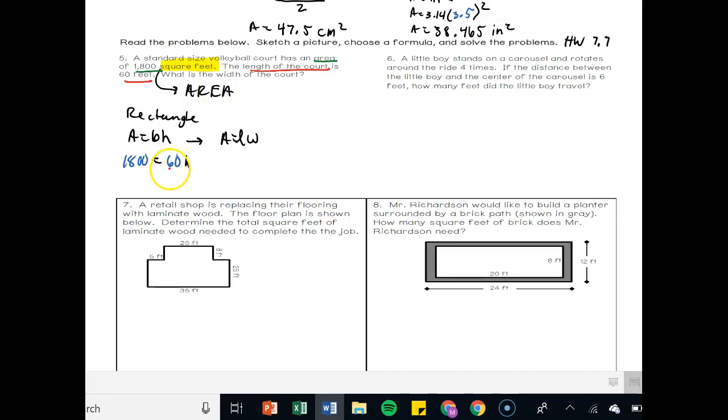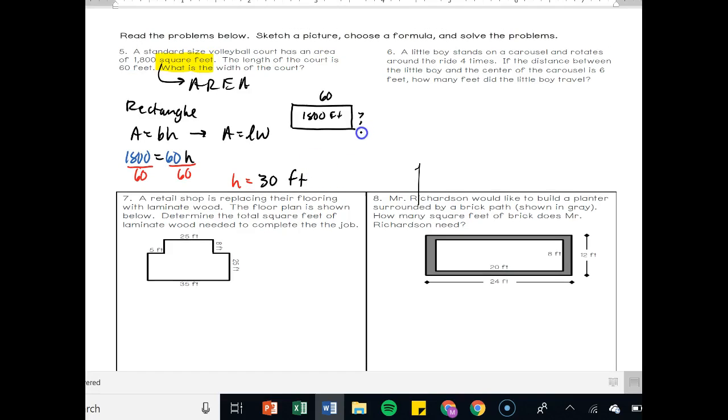I see multiplication, therefore I divide. So the height, or the width, of my rectangle is equal to 30. And that's just regular feet. Why? Because if I draw this picture here, 30 feet just represents that missing dimension, right? 30 times 60 should give me 1,800 square feet inside of that rectangle, right?